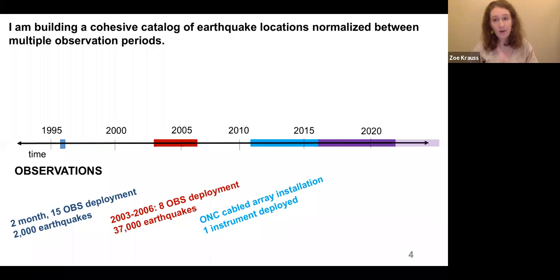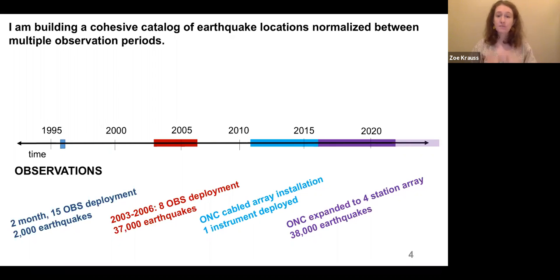And then in 2012, Ocean Networks Canada installed a cabled array at the ridge, which means we get real-time data. Unfortunately, only one instrument was deployed from 2012 to 2016, but the network was expanded in 2016, and since then we've measured over 38,000 earthquakes. So those colored bars are where we have seismic observations. But where do we know that we are in terms of the seafloor spreading cycle?